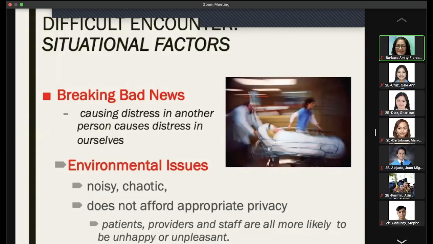Environmental issues such as noise, chaos, and lack of privacy are common triggers for difficult encounters. Situations like these are more likely to elicit unhappiness or displeasure, not only for the patient, but also for the providers and staff. If you feel that it's too noisy, it's too chaotic, you would expect that patients would be unhappy or feel unpleasant as well. So having a comfortable clinic or a comfortable environment will help diffuse any difficult encounter.